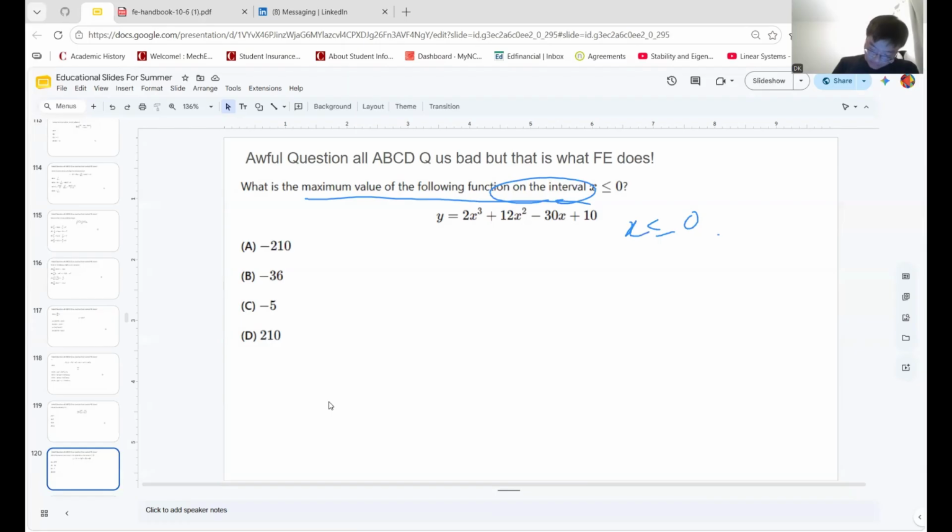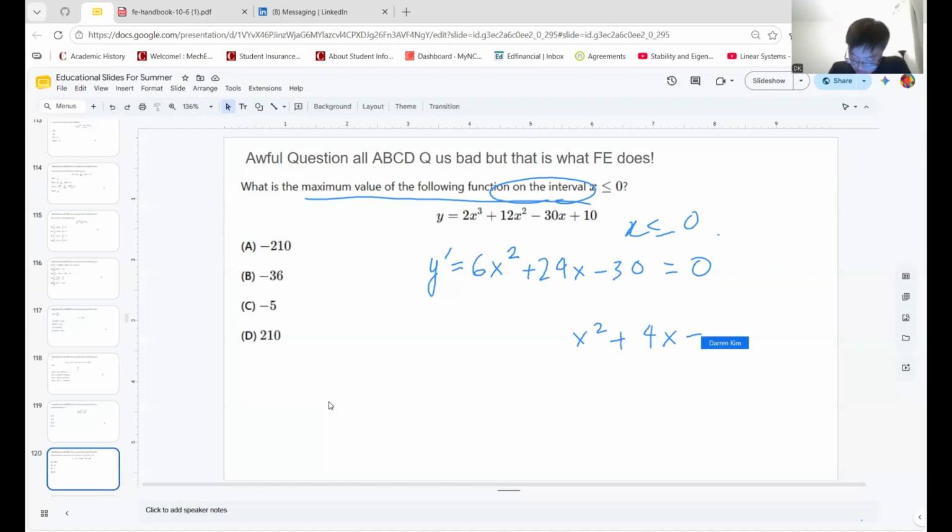So we'll go with y prime equals 6x squared plus 12, so it's actually 24x minus 30 equals 0, because we need to figure out the zeros here. We're not really going to find anything, so let's just simplify it by dividing by 6. So x minus 1 and x plus 5 is our answer, so x equals 1 and negative 5.